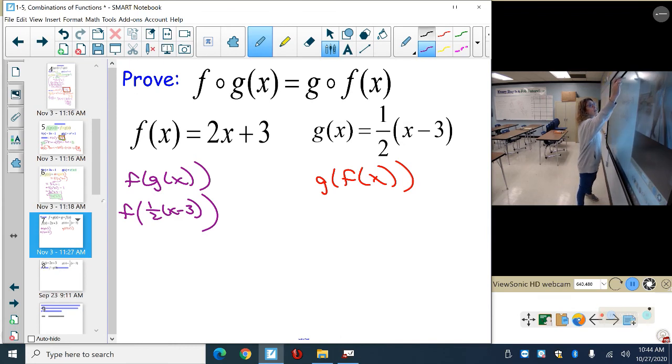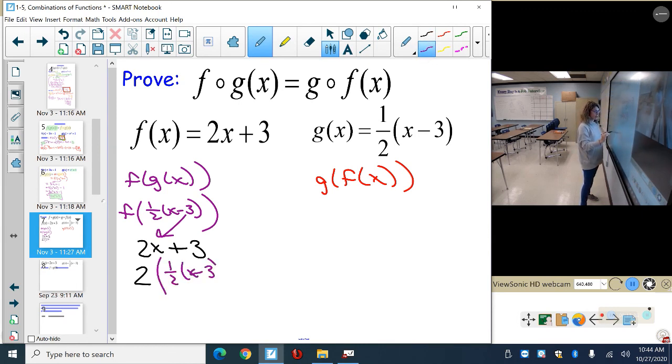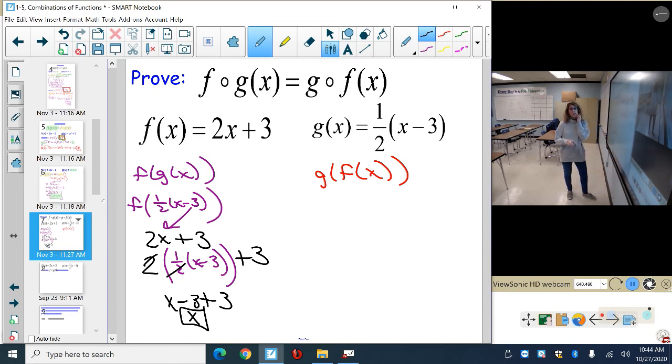So my function is 2x plus 3. Now I have to plug in my values. So that's going to be 2 parenthesis 1/2 x minus 3 plus 3. Okay? The 2 and the half cancel out, so I'm left with x minus 3 plus 3. So I'm left with just x. So f of g of x is equal to x.